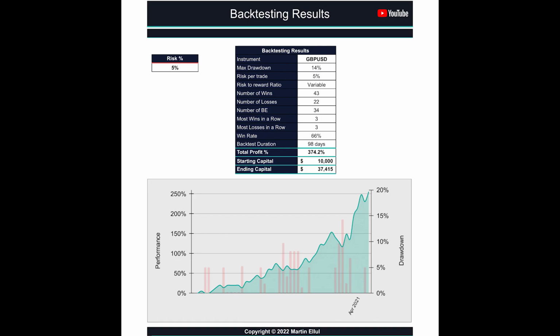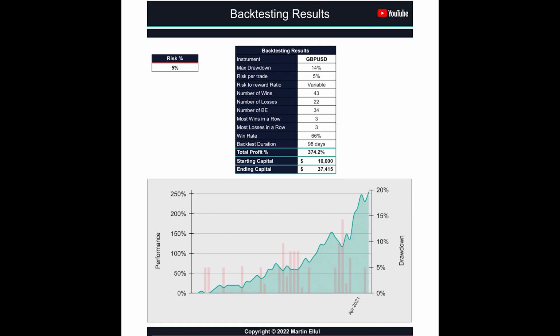So over slightly more than 3 months, we generated a total profit of 374.2%. So if you would have started with $10,000, you would have ended up with slightly more than $37,000. So that's a great strategy. As you could see from the backtest, it's very labor intensive. So I think some of it could be automated so that it just sends you signals when the conditions are met. That's something to think about.